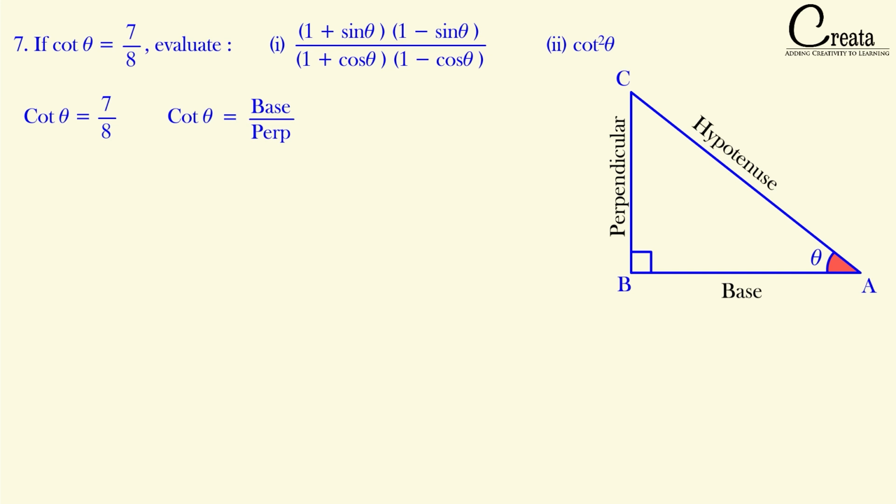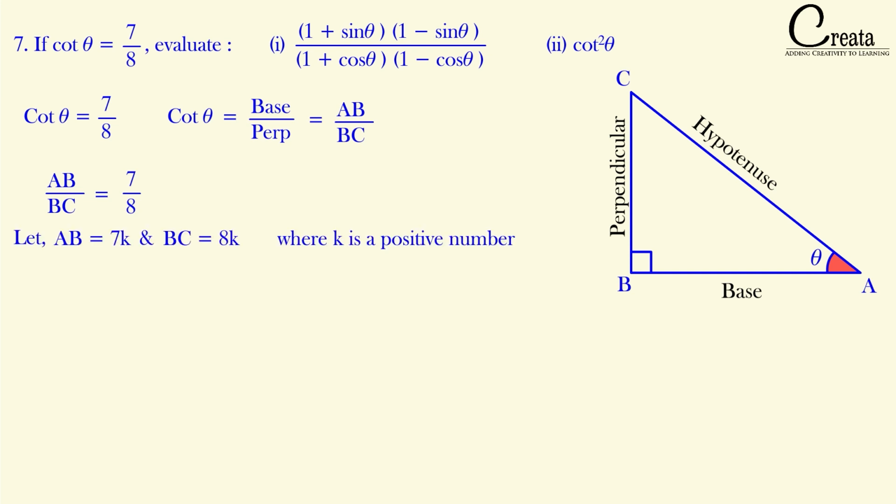Let's proceed. Cot theta is 7 by 8, which is base upon perpendicular, and base is AB and perpendicular is BC. So we got AB upon BC is equal to 7 upon 8. Got it? Moving further, here AB is not equal to 7 and BC is not equal to 8. We will apply the same concept that we have covered in question number 3 and 4. We will assume AB as 7 times k, that is 7k, and BC as 8k. Got it? Where k is a positive number.